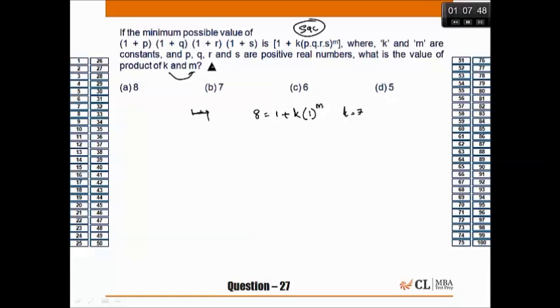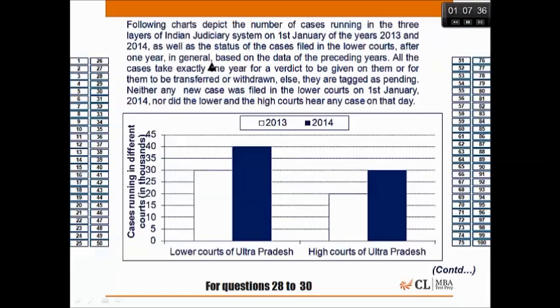Oh, this is not happening. I think I'll chuck it completely. Where is my chuck list? 27 is something that I will chuck completely. Okay, next one. 28 to 30. Let me make a note of this.